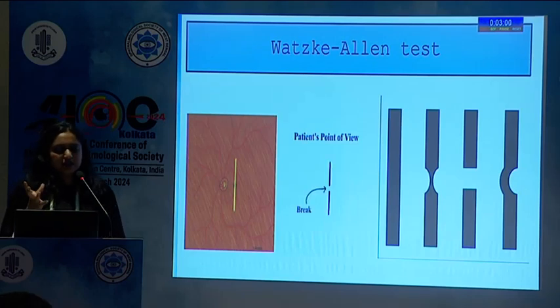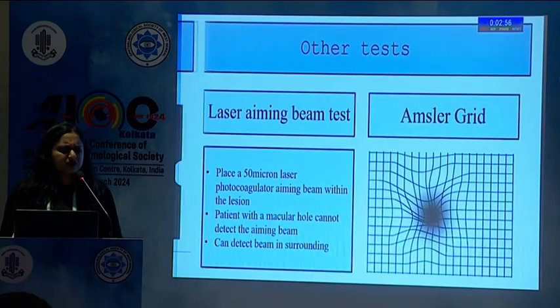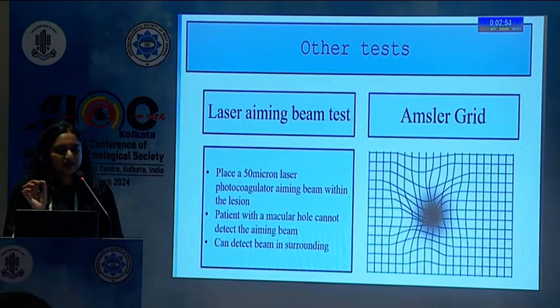So if there's a discontinuity, then they may have a macular hole. Further, we can also project a photocoagulator aiming beam within the lesion. And if the patient has a hole, they may not detect the same, but around the hole, they'll be able to detect the light. And another test which we can do is Amsler grid, wherein we can detect the photometamorphopsia and also sometimes central scotoma.